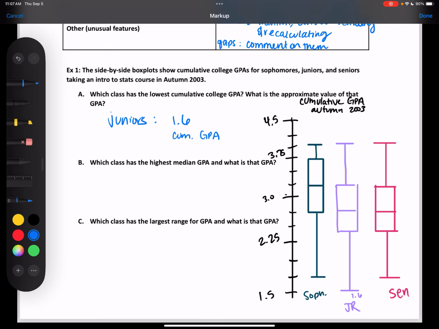Which class has the highest median GPA, and what is that GPA? Sophomores. What is it? 2.5. What did you say? 3.25. Okay, I thought you said 2.25, and I was like, huh? I just thought I misheard you. I mumbled. So sophomores at 3.25. I don't know why I wrote 3.24 on my paper. I didn't say it out loud. I didn't erase it.